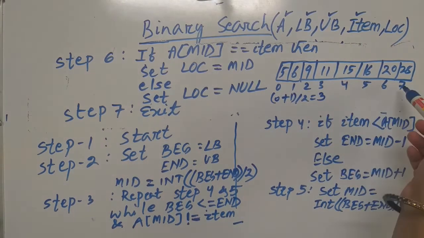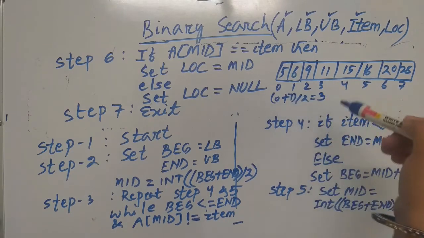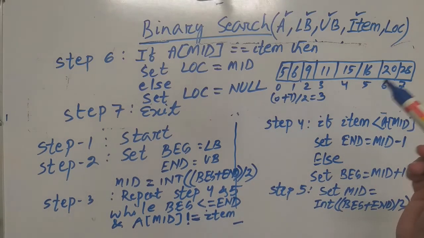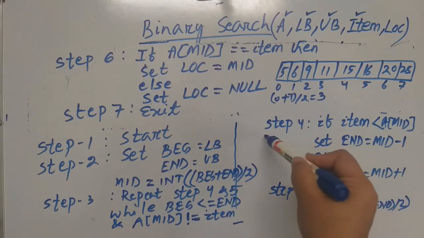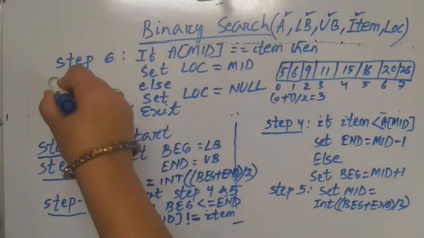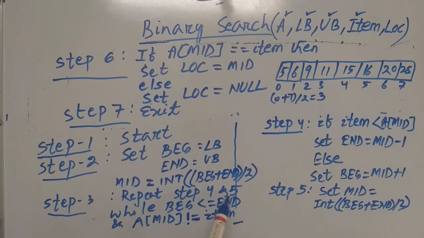Is it so or not? 0 plus 7 divided by 2 is 3.5, and we take the integer value 3. Next we write: repeat steps 4 and 5 while begin is less than or equal to end and A[mid] is not equal to item. That means we repeat steps 4 and 5 while begin is less than or equal to end.